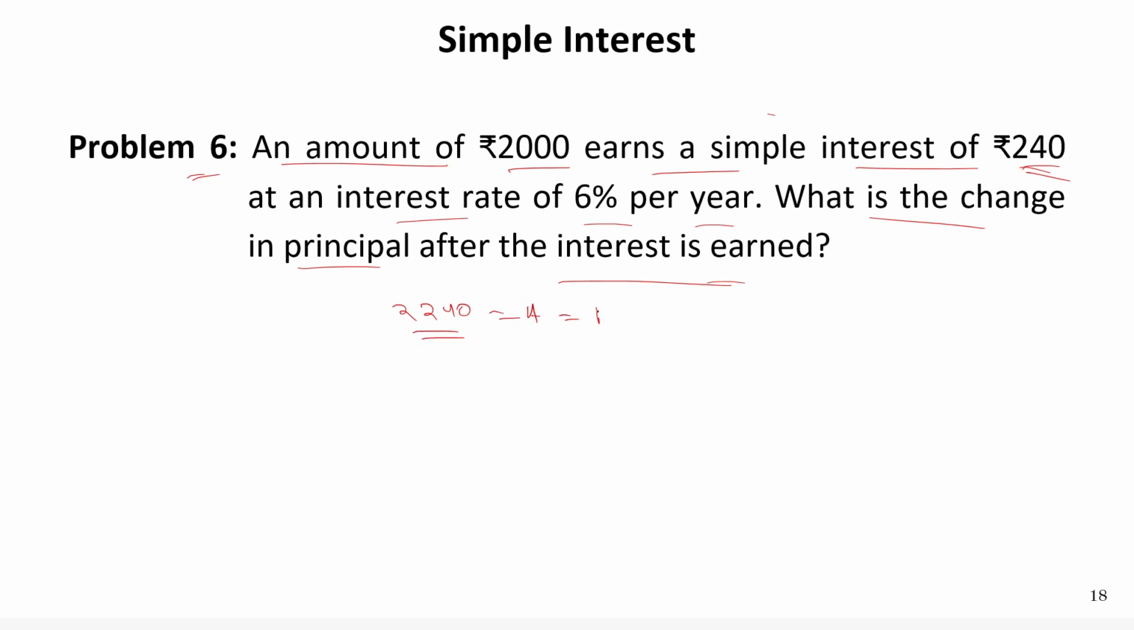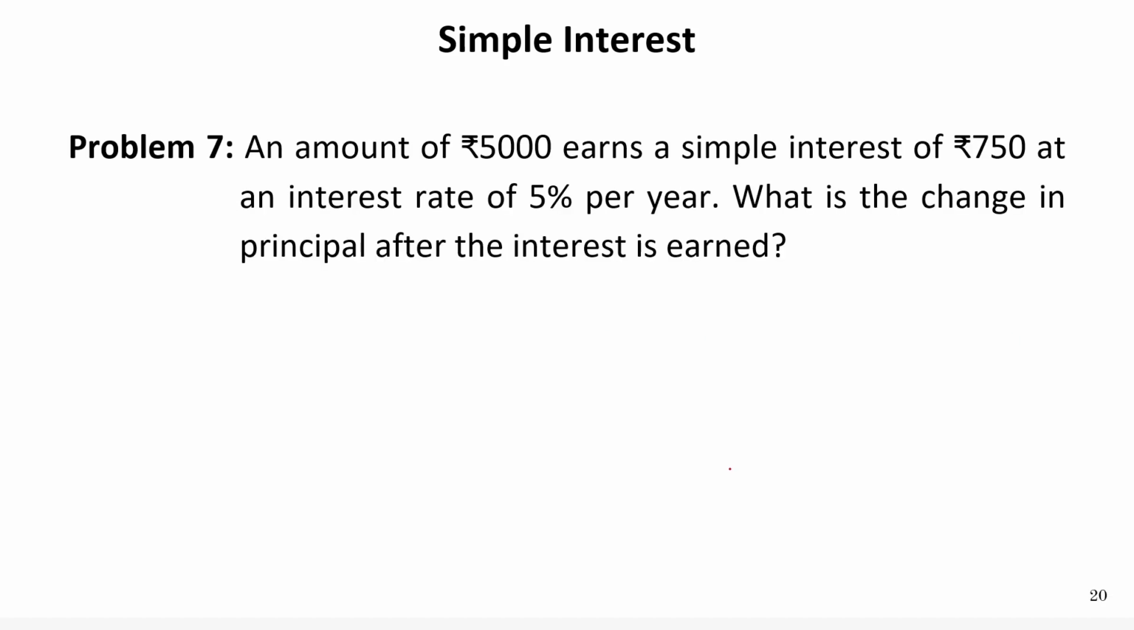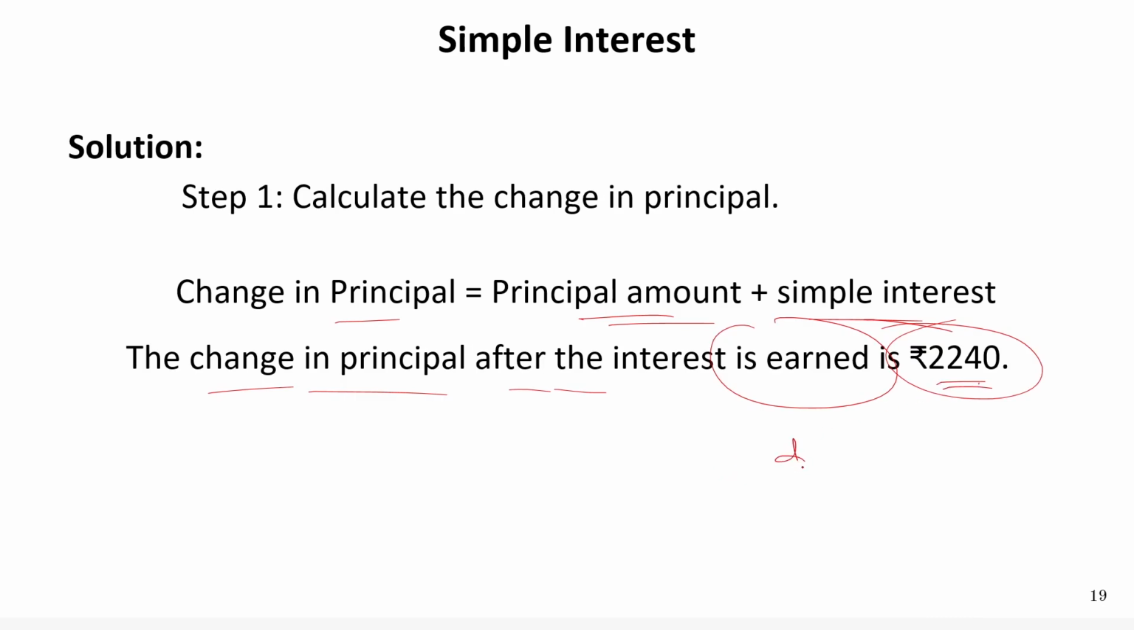A is equal to what? P plus SI. So P is equal to 2000 here, and SI is equal to what? It's given to us, 240. So the difference between the principal and the interest earned is A minus P, which is equal to SI. That is nothing but 240. So change in principal is equal to principal amount plus simple interest. So the change in principal after the interest is earned is 2240. So this is the changed value. So the difference will be 240, that is 2240 minus 2000.